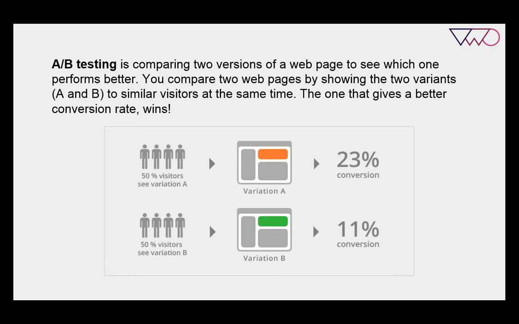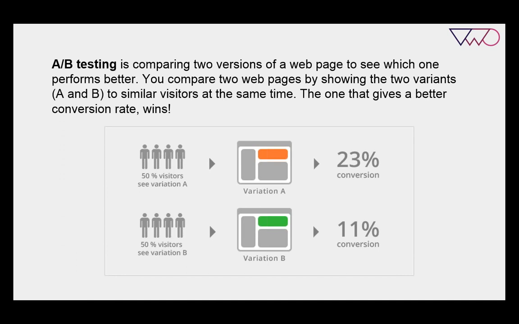Now, the owner of this website, Mr. A, just saying Mr. A, thought that changing this banner to green would be more effective, as it would go better with the overall color scheme of the website. So what he did was he created an A/B test wherein 50% of his website visitors were shown variation A with the orange banner, and 50% of visitors were shown variation B with the green banner.